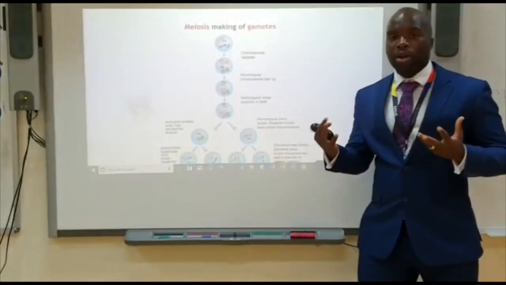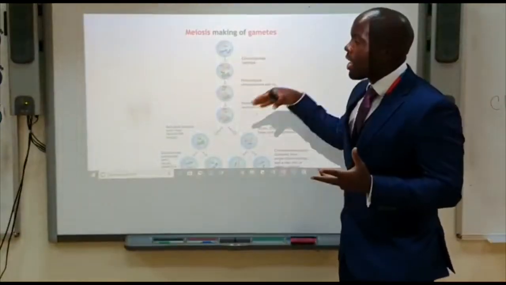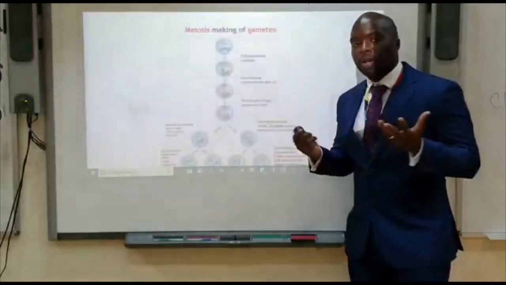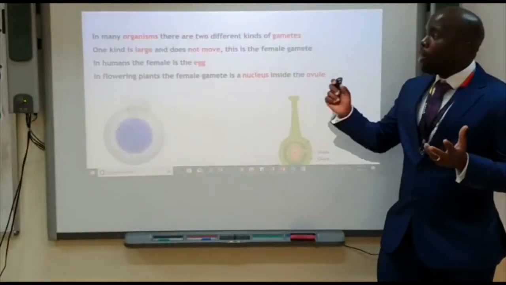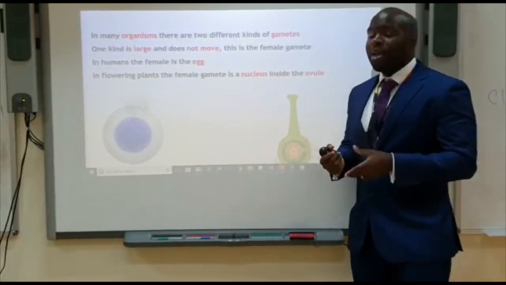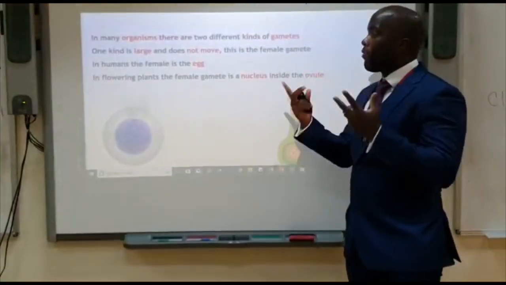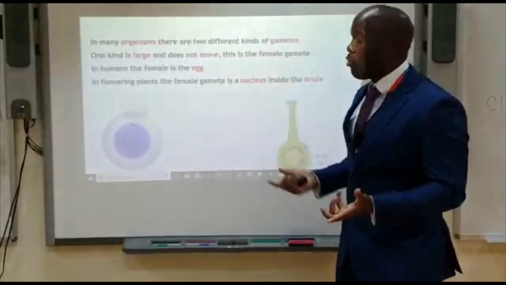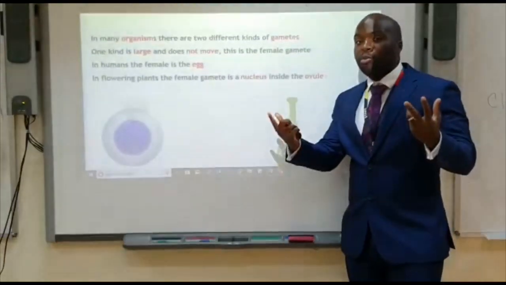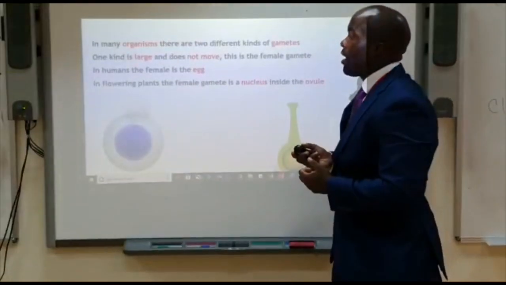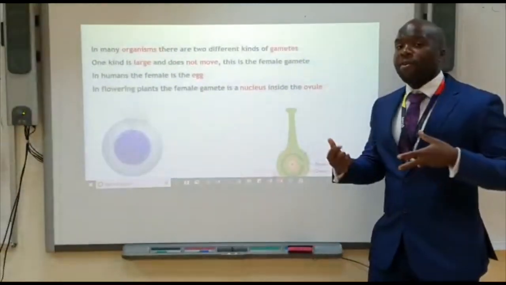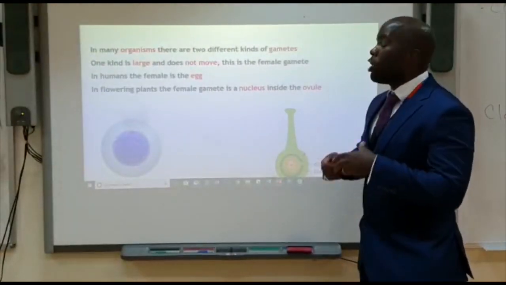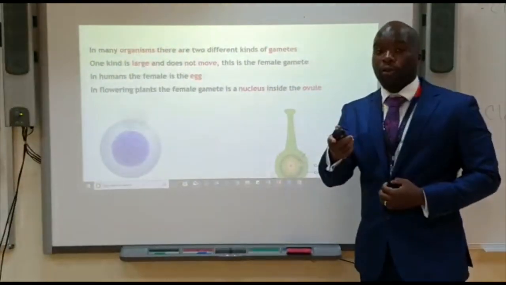So, how are gametes made, I hear you say? You've already looked at meiosis, where we have two stages of cell division. And that's how our gametes will be made. And meiosis is a chapter that we've already explored and looked at. So, many organisms have two different kinds of gametes. One gamete is often large and it often does not move. And this gamete that is large and does not move is the female gamete. Okay? So for example, in humans, the female gamete is the egg cell. And in plants, the female gamete is the nucleus, which is inside the ovule.